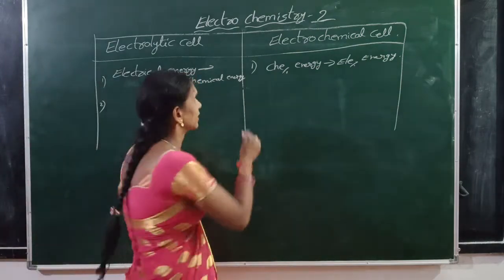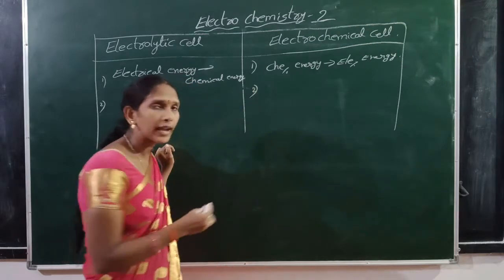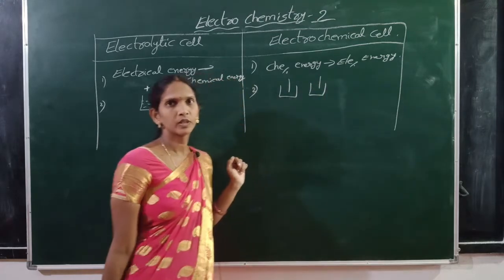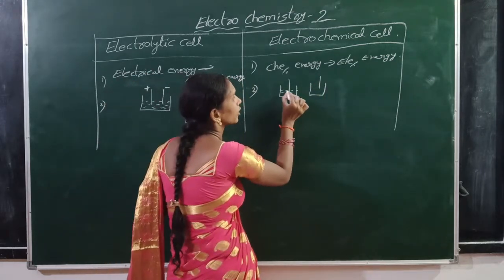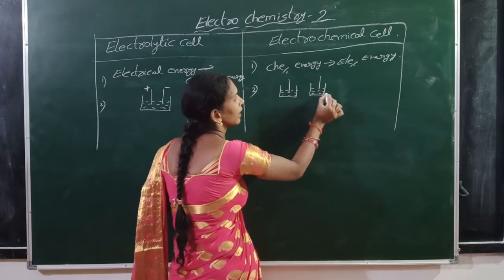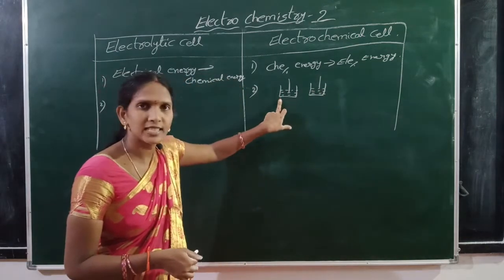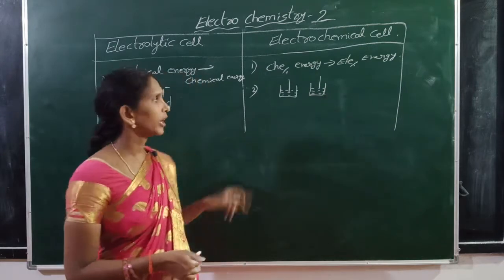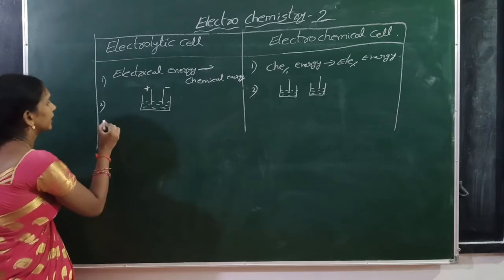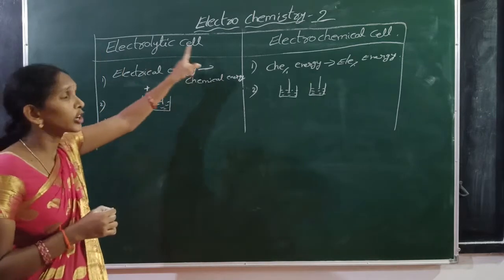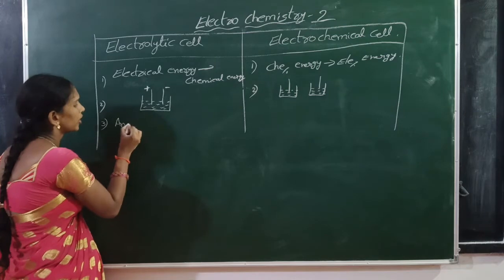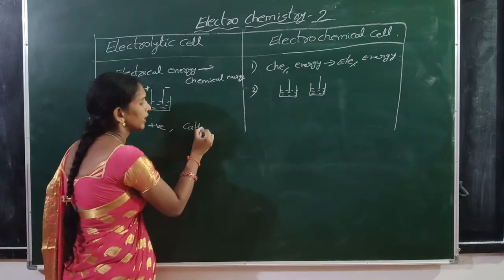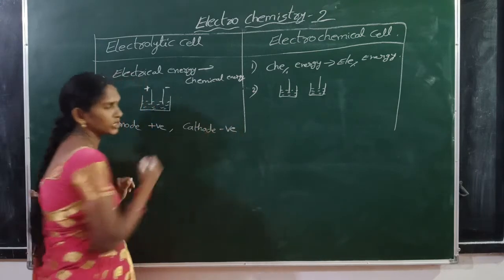In the electrochemical cell, the two electrodes are dipped in different containers having different electrolytes. For example, this is ZnSO4, this is copper sulfate solution. Next, the third point: in the electrolytic cell, anode is positive and cathode is negatively charged.